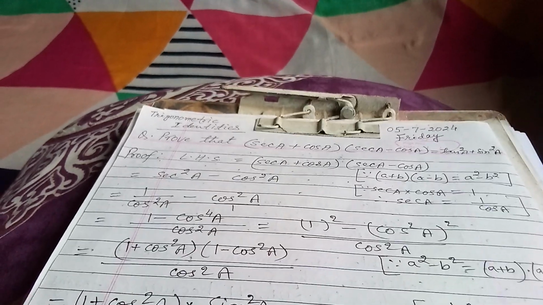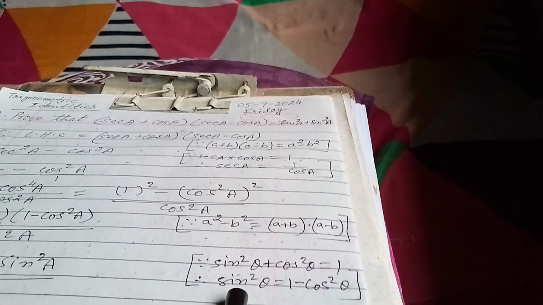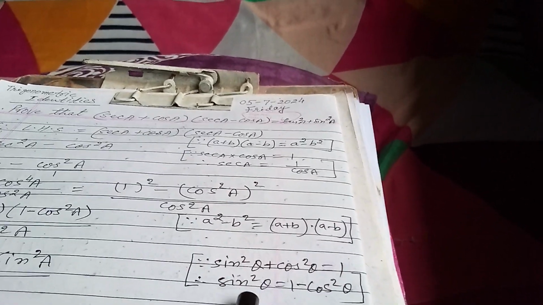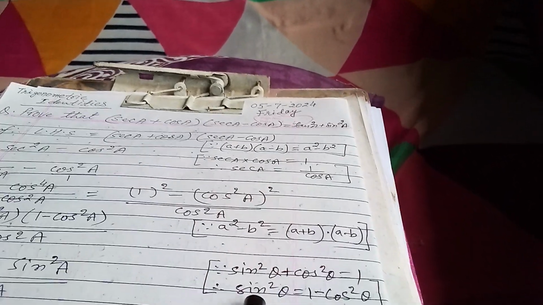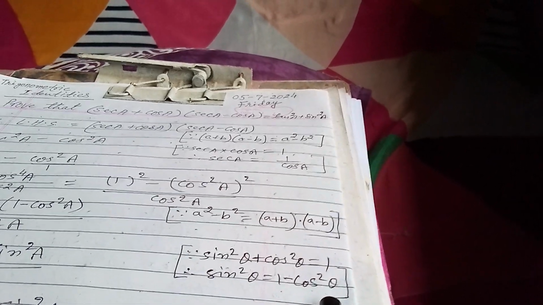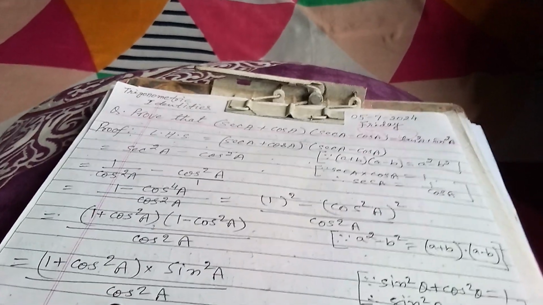And then (1 + cos² a) into sin² a, because you know that sin² θ + cos² θ = 1, and therefore sin² θ = 1 - cos² θ, and here theta is an angle. In place of this theta we can write a, b, c, d, anything, and that's why sin² a equals 1 - cos² a. So here (1 + cos² a) into sin² a by cos² a.